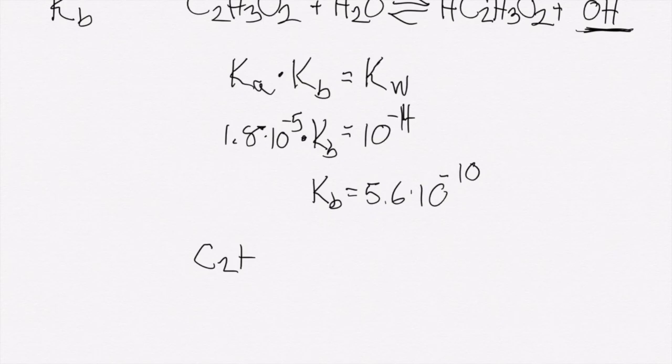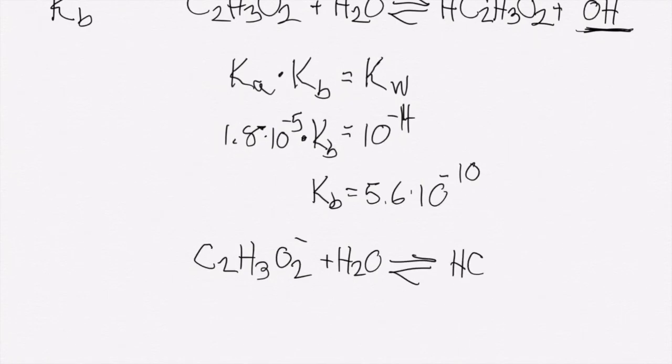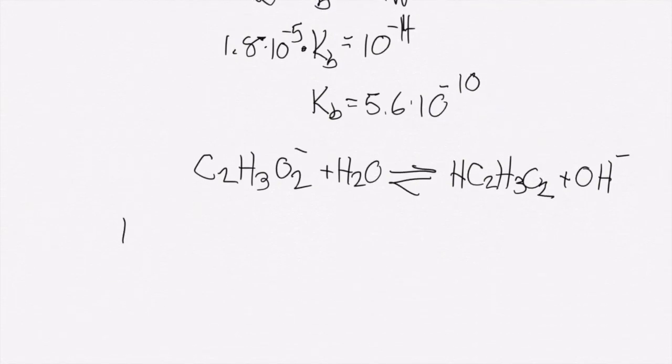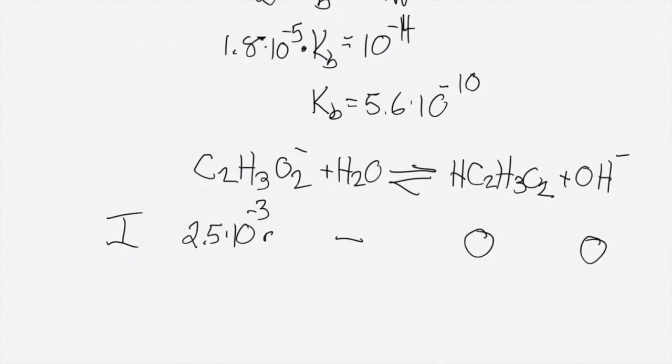So we've got acetate, we've got water, we've got our acetic acid, and we've got our hydroxide ion. Our initial state, well, water we don't care about. Acetic acid, well, at the equivalence point, there is no acetic acid, so that's 0. Hydroxide, we're going to go ahead and treat that like being 0. And that we had 2.5 times 10 to the minus third moles of our acetate ion in solution.